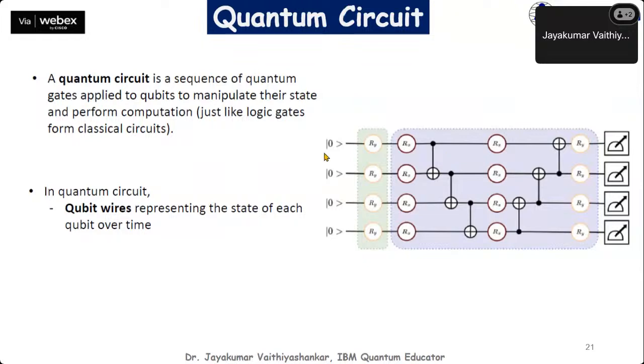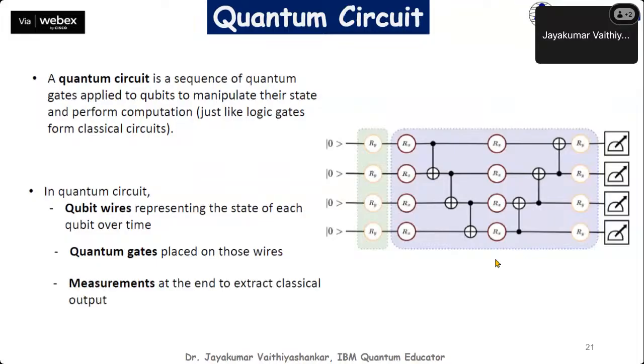So in a quantum circuit, each qubit line represents the state of each qubit over time. Each and every gate will act according to the timeline. So the timeline is very important in quantum, right? We'll see what it means. At the end, you need to do measurement to extract classical output. So this is the basic architecture of any quantum circuit.